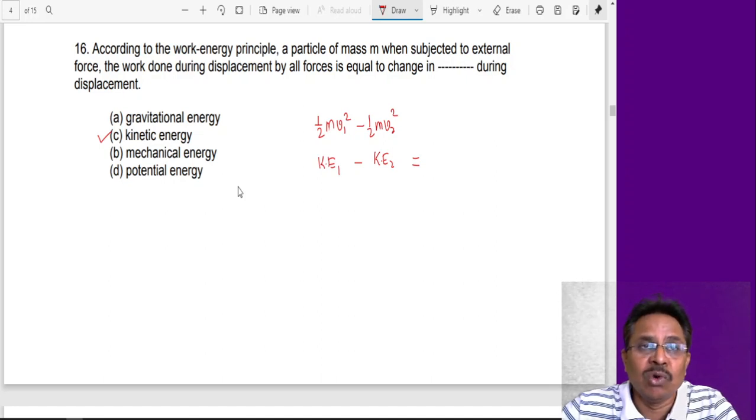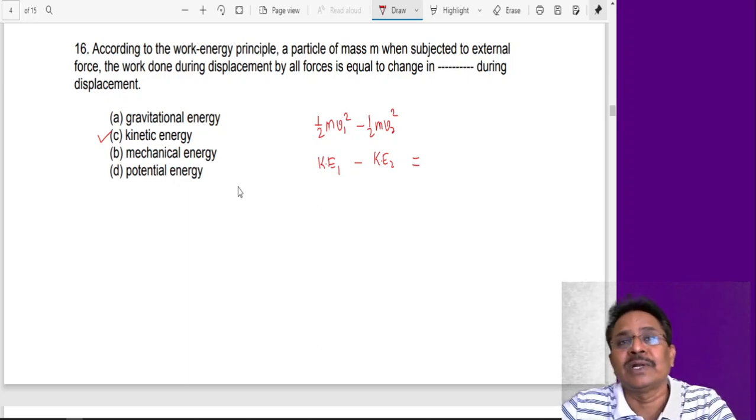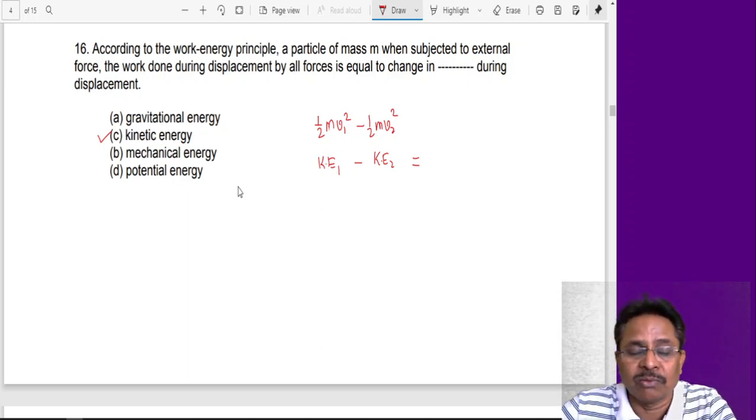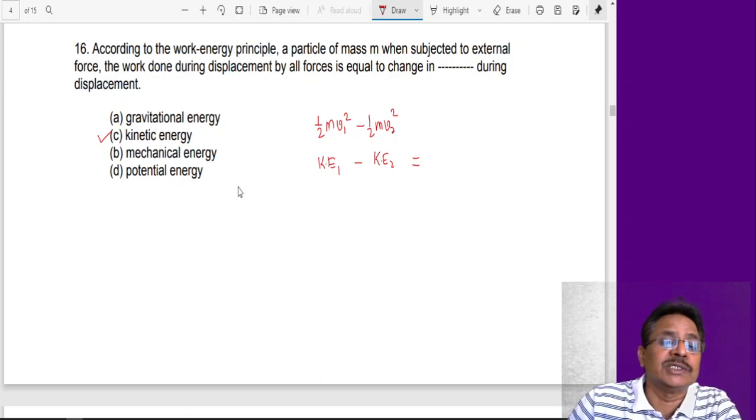So what is the work done because of such a force on that object? It can be calculated very easily, just by measuring its kinetic energy before applying this force, as well as after applying this particular force. The difference between them can be calculated in terms of kinetic energy, and therefore the correct option for question number 16 is B, that is the kinetic energy. So option C is not the correct option.